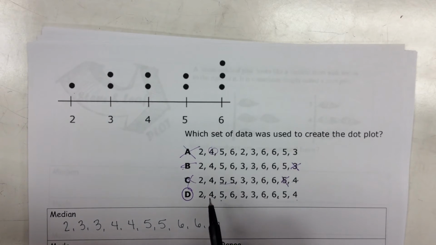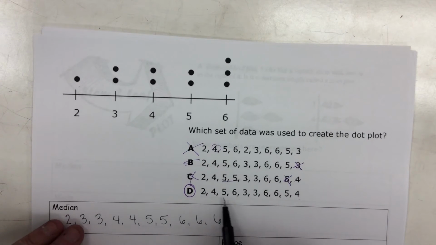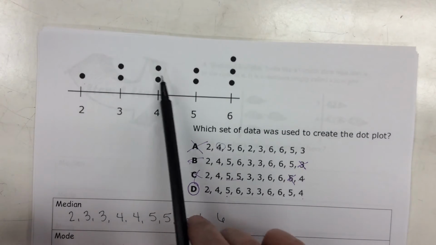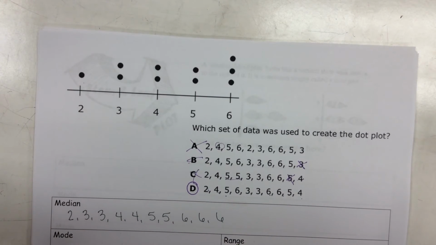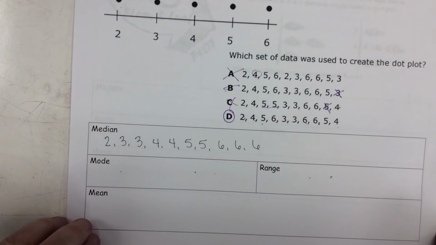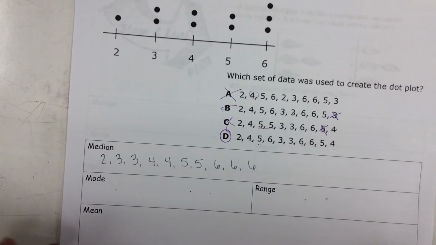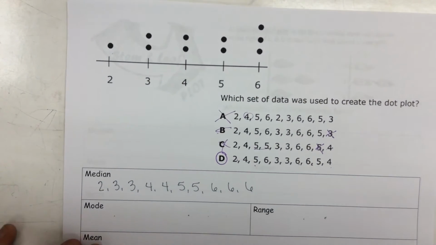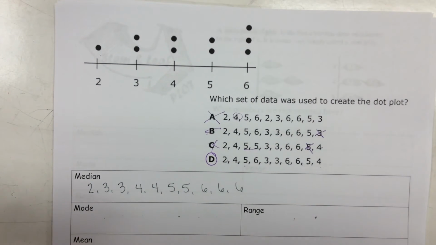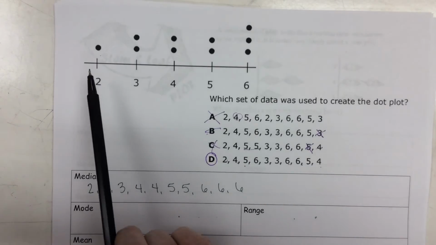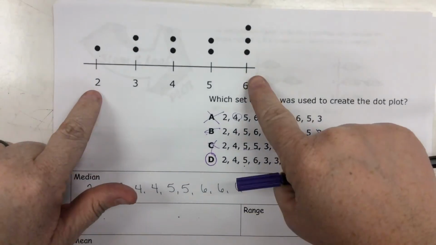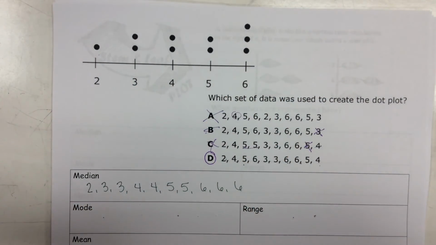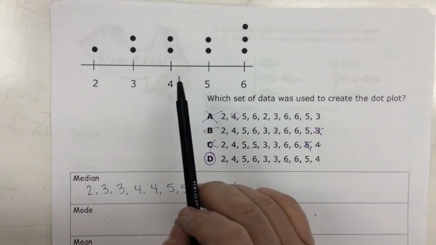Okay, so sometimes they're not in order, but we have to be very careful about looking and making sure the numbers are on here the right number of times. So now we're going to use this and find the median, mode, range, and mean. I went ahead and put all these in order from least to greatest. Now, you have to be very careful, okay? We can't just take the median of these and just say, oh, look, it's 4. It doesn't work like that. So we have to look at each individual number.